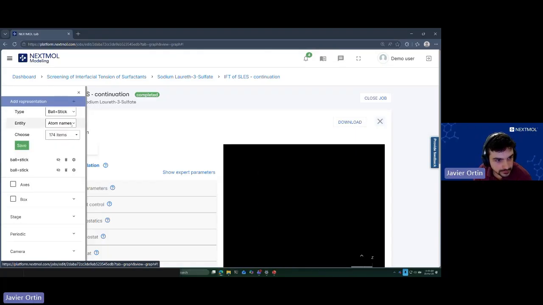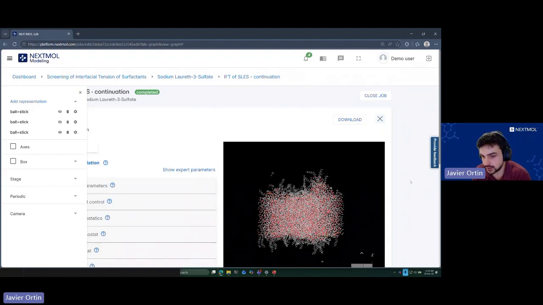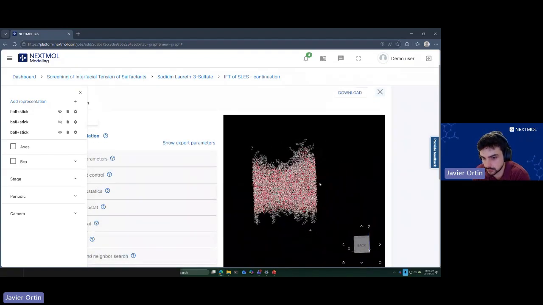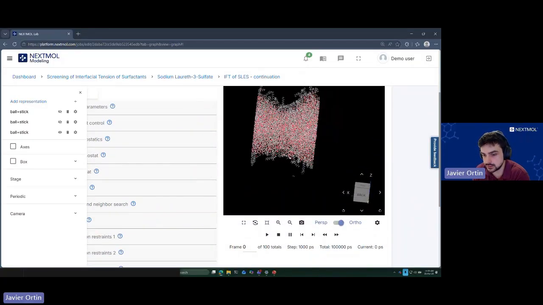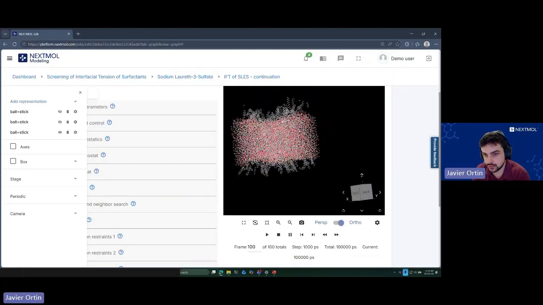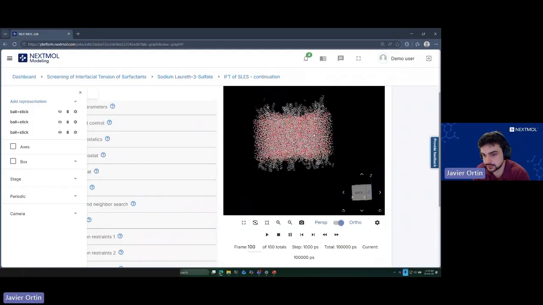Sorry, let's do it again. Okay, I selected the one that is not the surfactant. Okay, now we can visualize how the interface is behaving with the surfactants. And we can either go to the beginning of the simulation, and we can also go to the end of the simulation. There it is. And we can see how the surfactants are interacting with our surface.